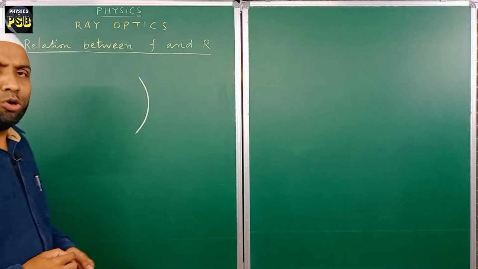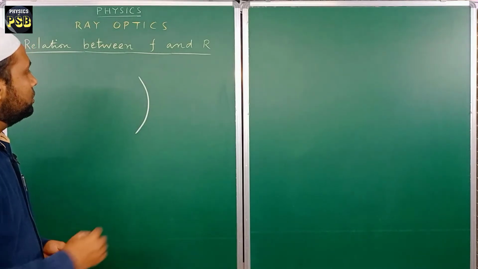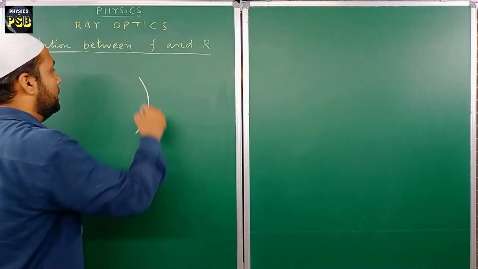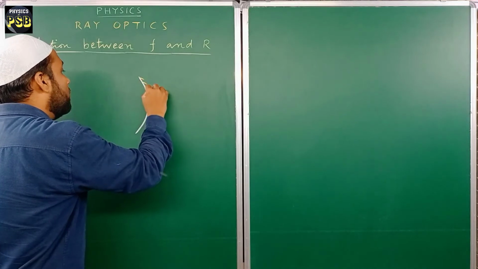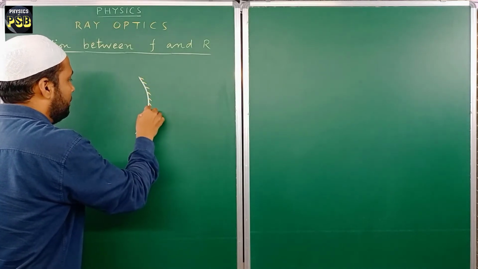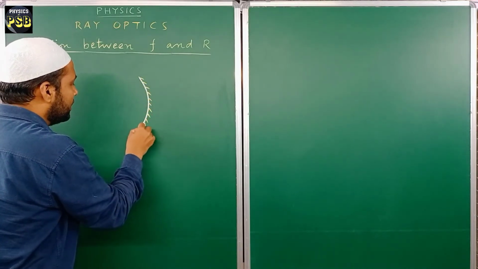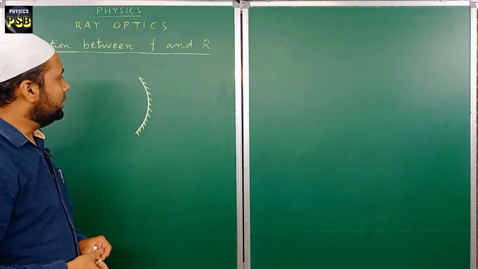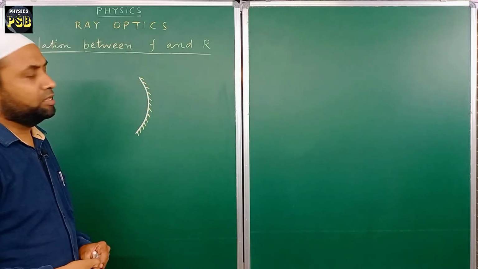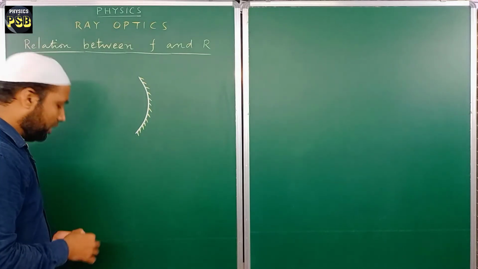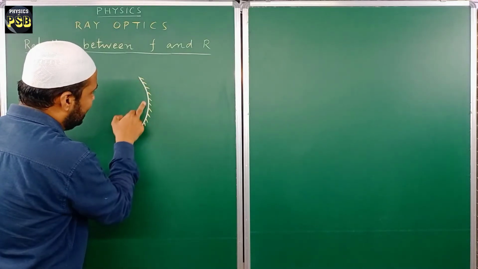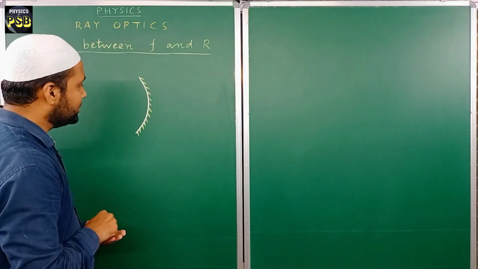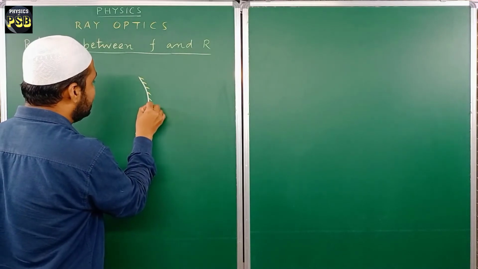Every mirror has two sides. A surface which does not reflect light is called the non-reflecting surface of a mirror. This side of the mirror is silvered, and the opposite side, the second side of the mirror, is called the reflecting surface.